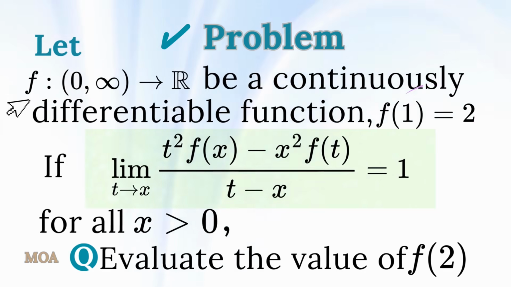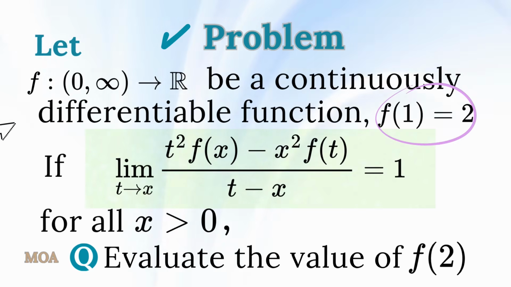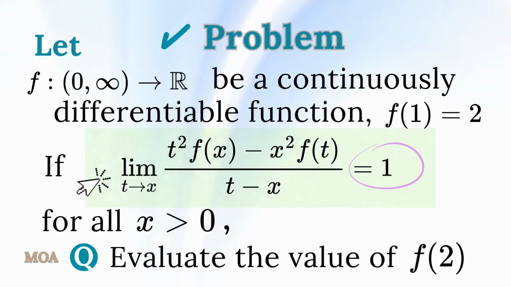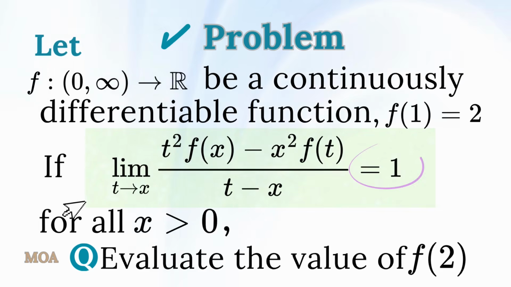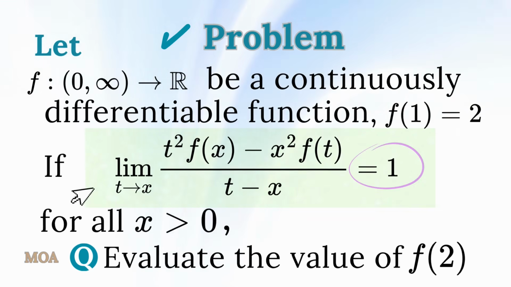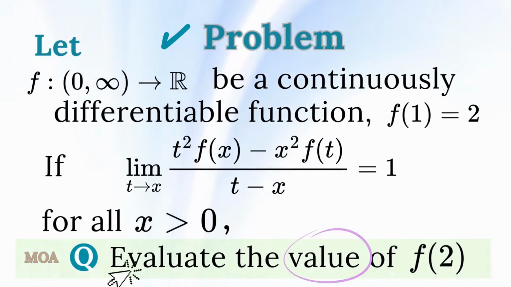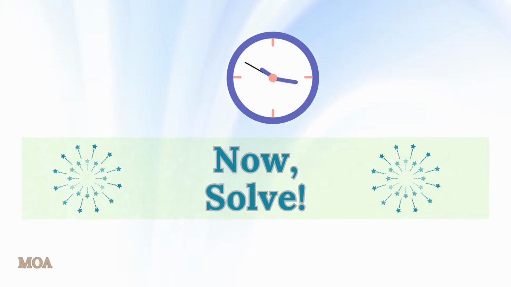Let f be a continuously differentiable function defined on the positive real numbers, such that f of 1 equals 2. Suppose f satisfies the condition: the limit as t approaches x of the quantity t squared times f of x minus x squared times f of t, all divided by t minus x, equals 1 for all x greater than 0. Can you evaluate the exact value of f of 2? Now, solve.